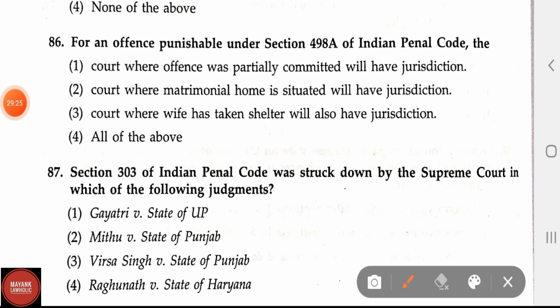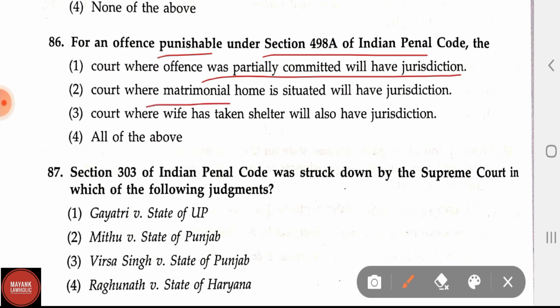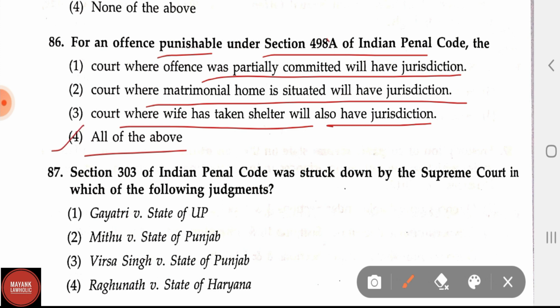Question 86. For an offence punishable under Section 498A of IPC: Option 1, the court where the offence was partially committed will have jurisdiction. Option 2, the court where the matrimonial home is situated will have jurisdiction. Option 3, the court where the wife has taken shelter will also have jurisdiction. And option 4, all of the above. Here the correct answer is all of the above. Section 498A of IPC talks about whoever, being a husband or the relative of the husband of a woman, subjects such woman to cruelty shall be punished with imprisonment for a term which may extend to 3 years and shall also be liable to fine. So this Section 498A talks about cruelty.